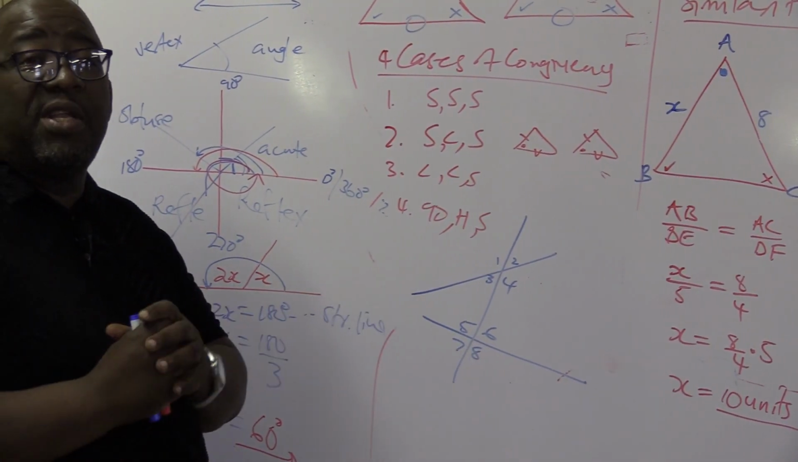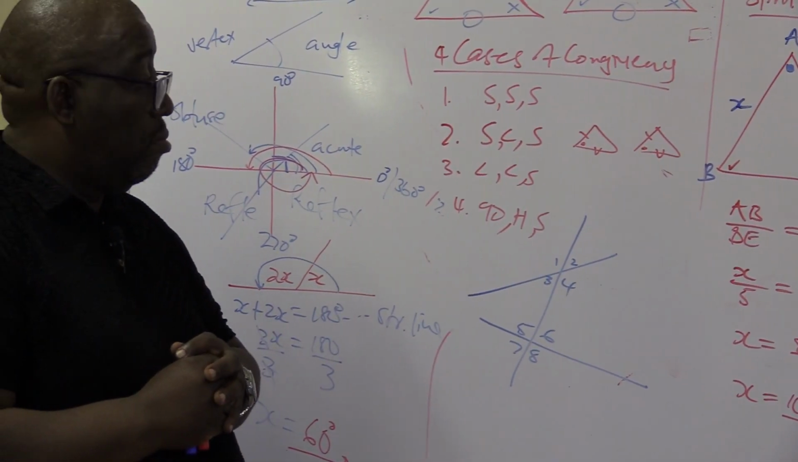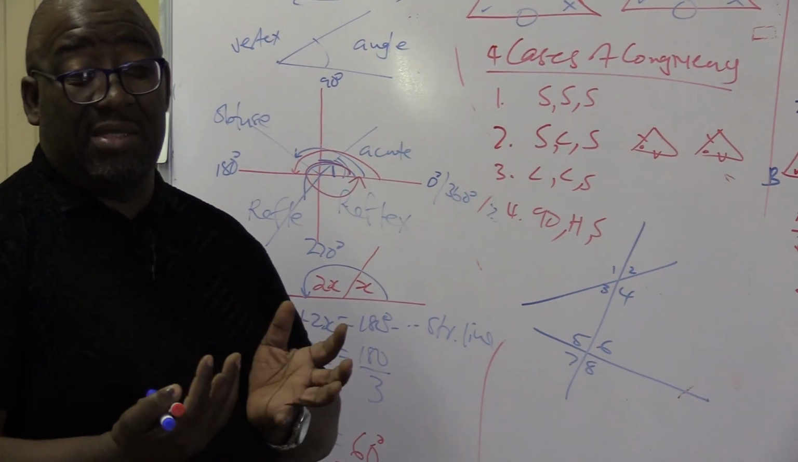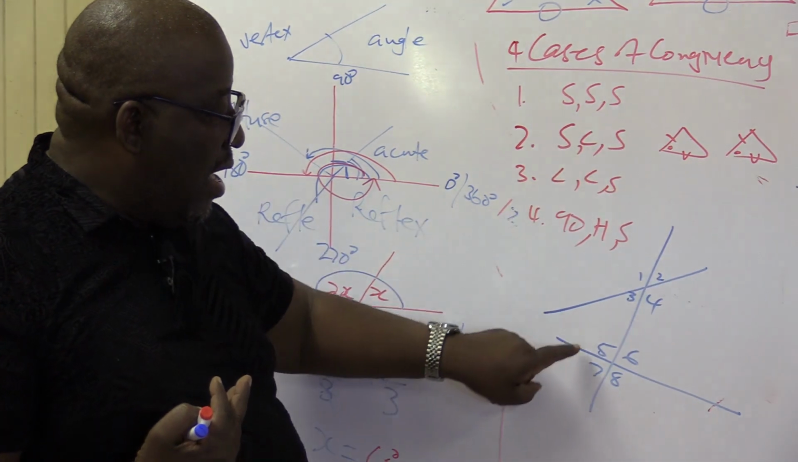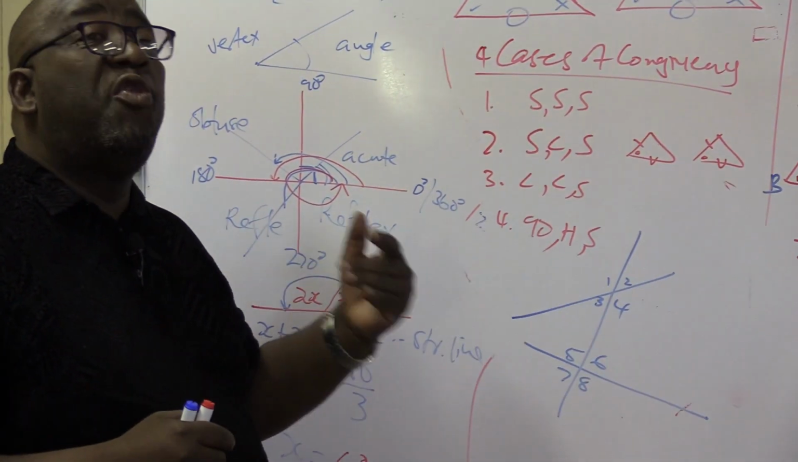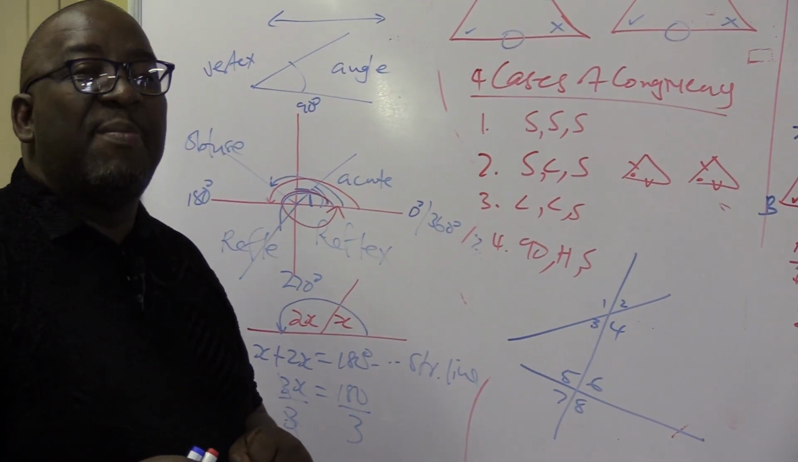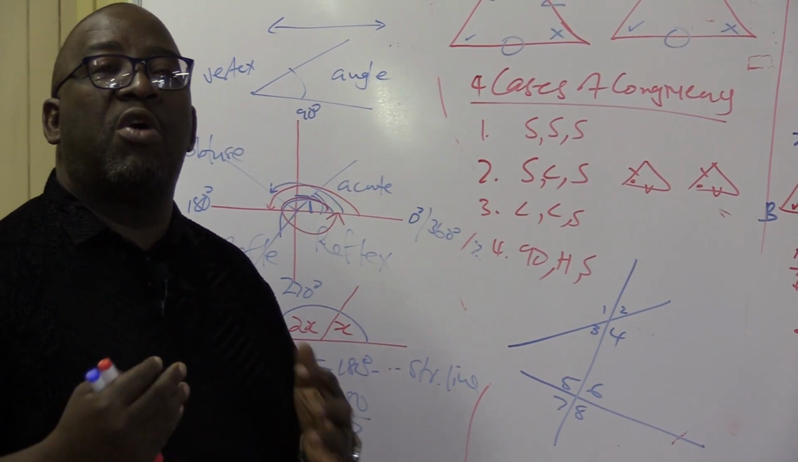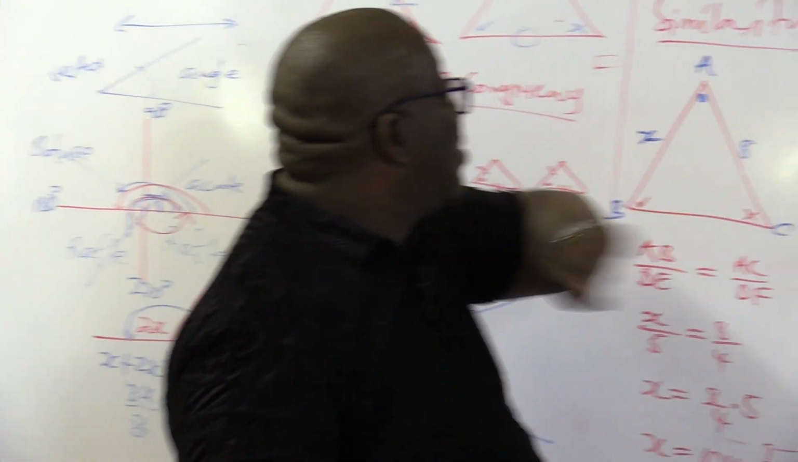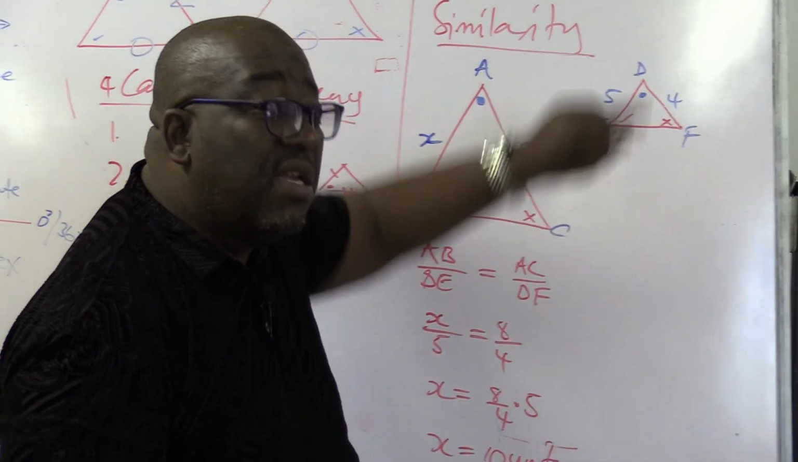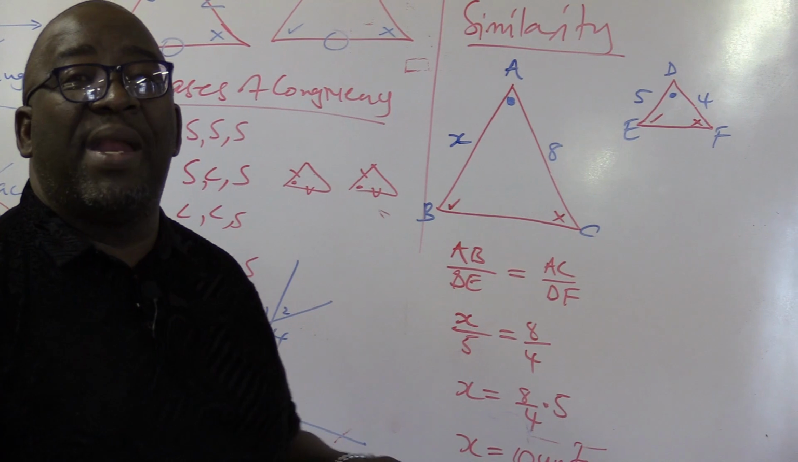Do we have corresponding angles there? What does corresponding have to do with? It has to do with position. This one is on top of the line and number 5 is on top of the line, so those are corresponding angles. Some people would think that things only correspond when they are parallel lines. There are no parallel lines here, yet we say angle A corresponds with angle D. So corresponding has nothing to do with parallel lines.